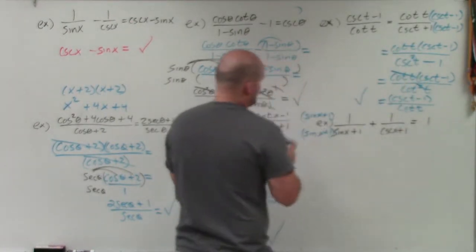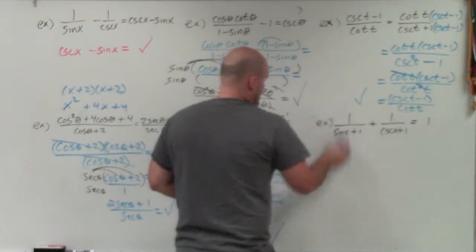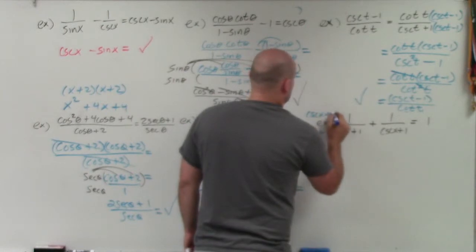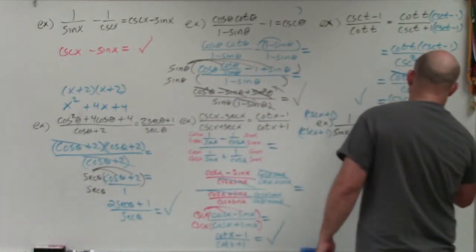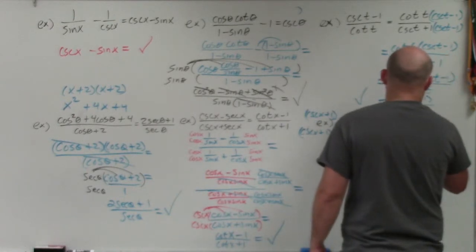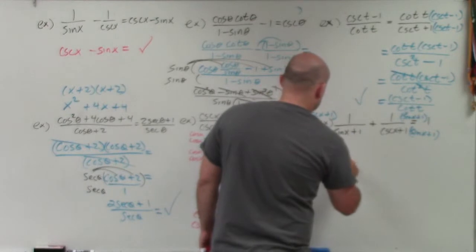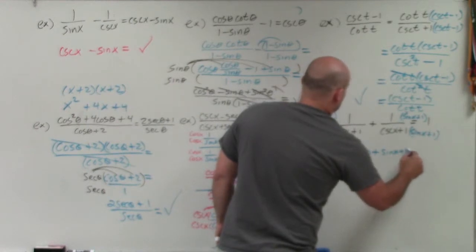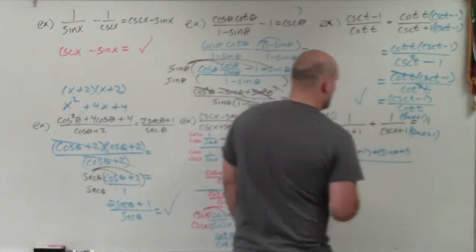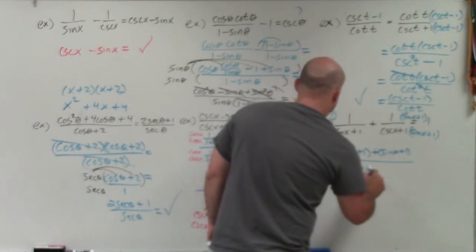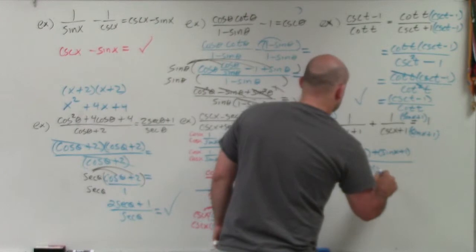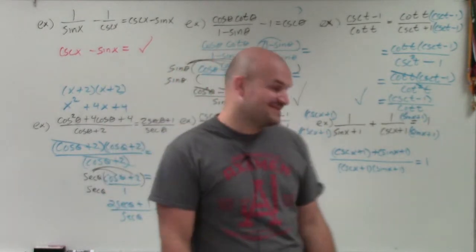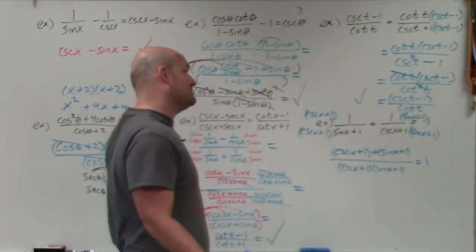What am I doing? That's multiplying by the same. So I multiply by cosecant of x plus 1 over cosecant of x plus 1. And then I multiply over here by sine of x plus 1 over sine of x plus 1. So therefore, I now arrive at cosecant of x plus 1 plus sine of x plus 1, all over cosecant of x plus 1 times sine of x plus 1. All right, and we haven't really gotten too far, right?